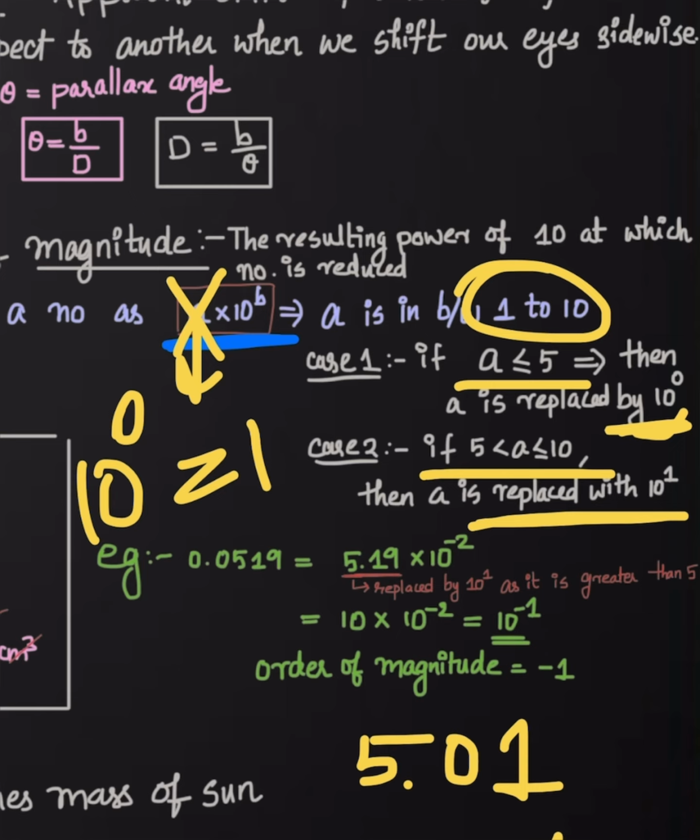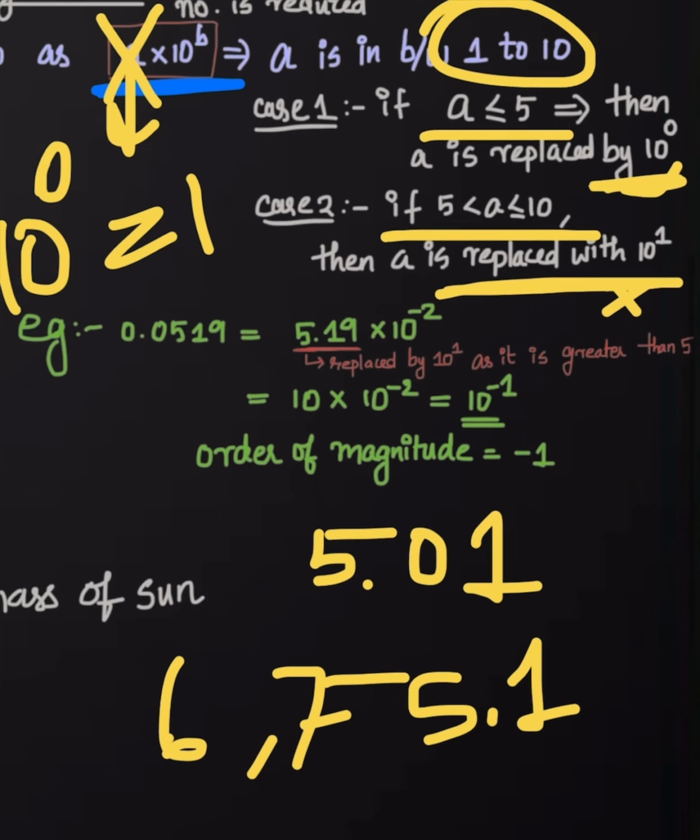If a is greater than 5 up to 10, then a is replaced with 10 raised to 1. So here is the example.